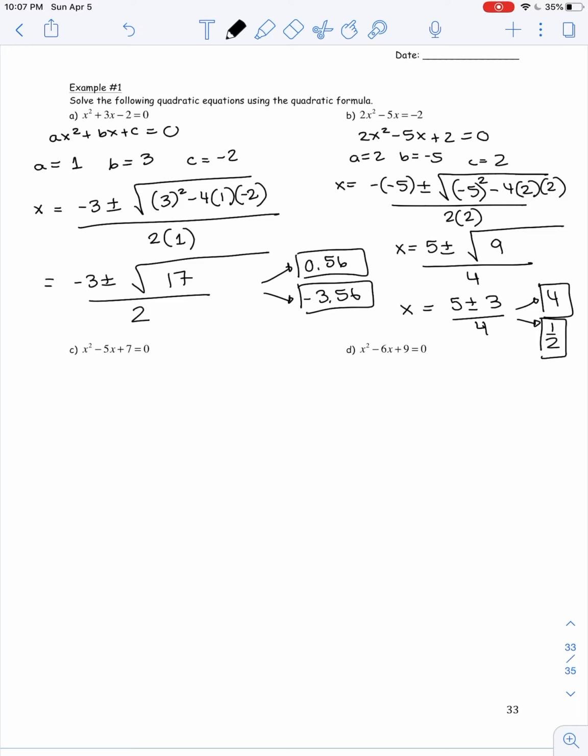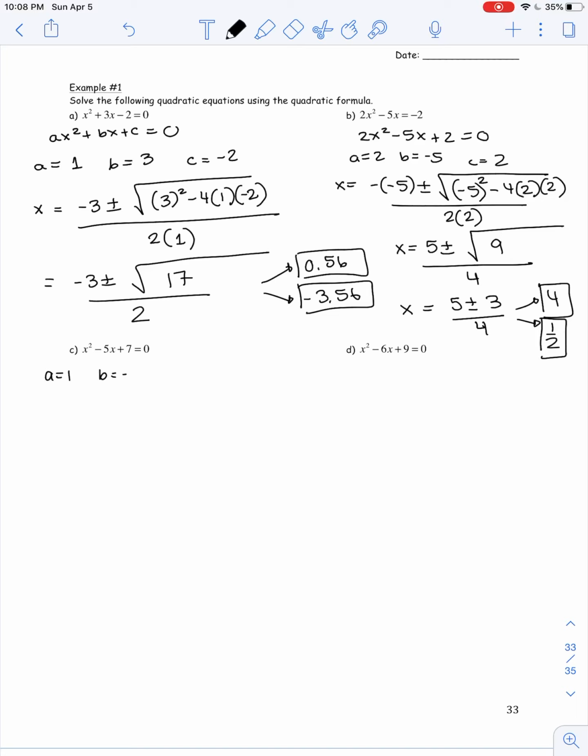You can always graph this and check that you get the exact same values for the x-intercepts as well. So you can always double check your answer by doing, if you can factor it sometimes, that would be a possibility in this case, or you can graph it to see where it touches the x-axis. So those are important things to remember, that there's not just one method anymore.